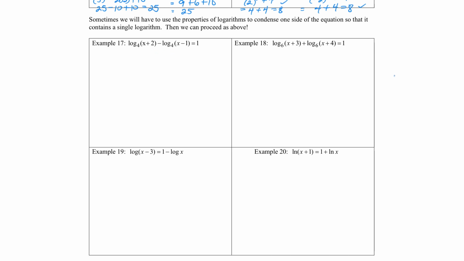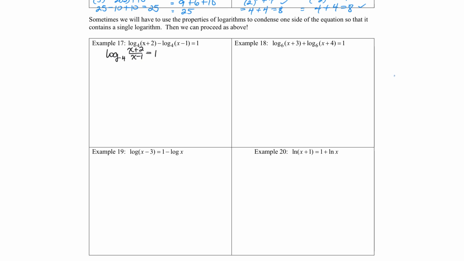So looking at the left-hand side of this equation, I can see that I have the difference of two logarithms, and so I need to condense this difference of two logarithms into a single logarithm. And remember that when I see subtraction with respect to logarithms, it should make me think of division, right? So I'm going to condense this into this logarithmic equation. Log to the base 4 of x plus 2 divided by x minus 1 is equal to 1.